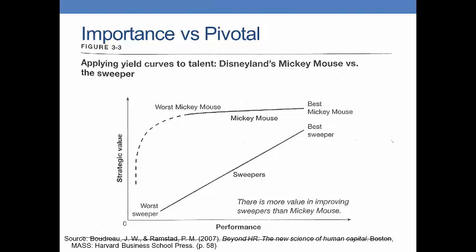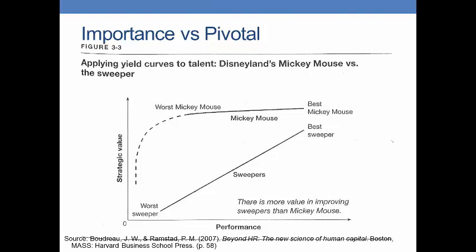It is important not to confuse importance with pivotalness. Both sweepers and Mickey Mouse are important, Mickey Mouse more so. However, the role of Mickey Mouse is not necessarily pivotal. Mickey Mouse's performance is very important, as shown by the high curve in the diagram on the slide. However, the variation in job performance between the best Mickey Mouse and the worst Mickey Mouse is small. This is shown by the flat line on the curve.